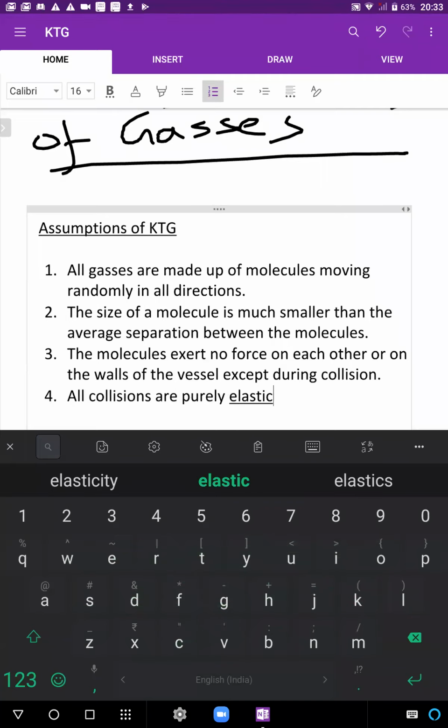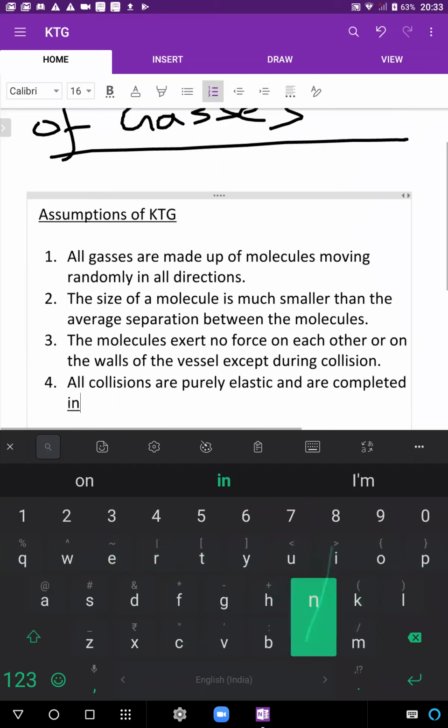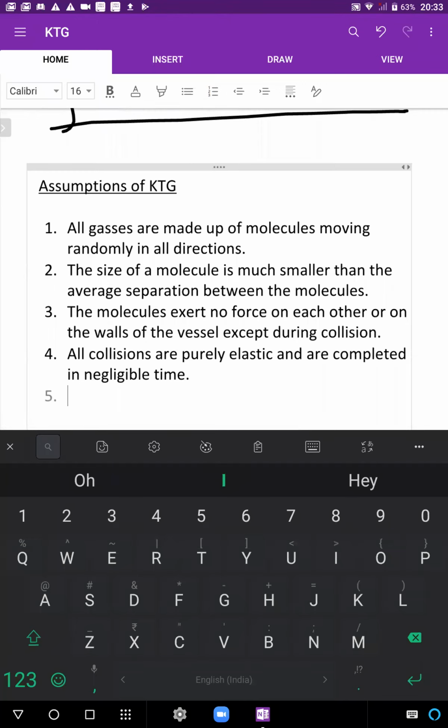All collisions are purely elastic and are completed in negligible time. That's another assumption. All collisions are purely elastic with the wall, molecule with wall, molecule with molecule. All those collisions are purely elastic and they're completed in negligible time. All right, so those electron clouds.